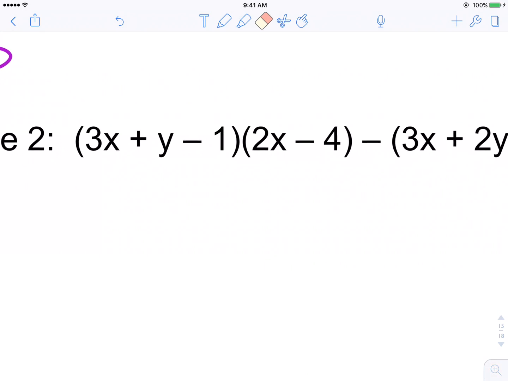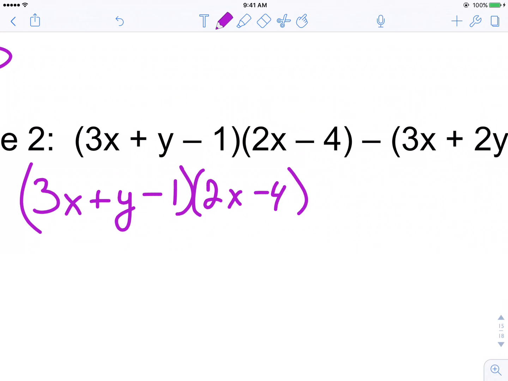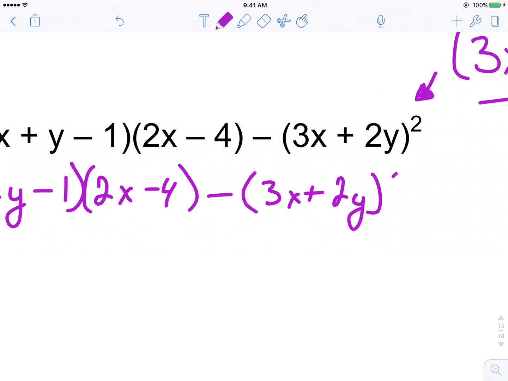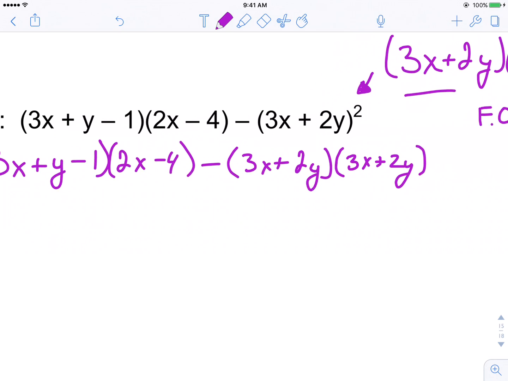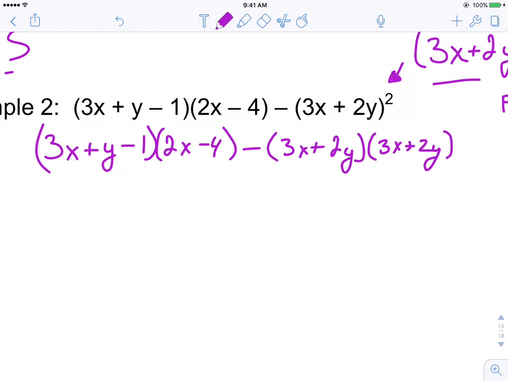So I'm going to write 3x plus y minus 1 times 2x minus 4 minus 3x plus 2y times 3x plus 2y. Well, now I can start dealing with the distributive property issues. So we have 3x plus y minus 1 times 2x minus 4, and we have the 3x plus 2y times 3x plus 2y. This minus sign, be careful. I'm going to put in some extra brackets to make sure that we know what we need to do with that. So just pay attention when we get there.